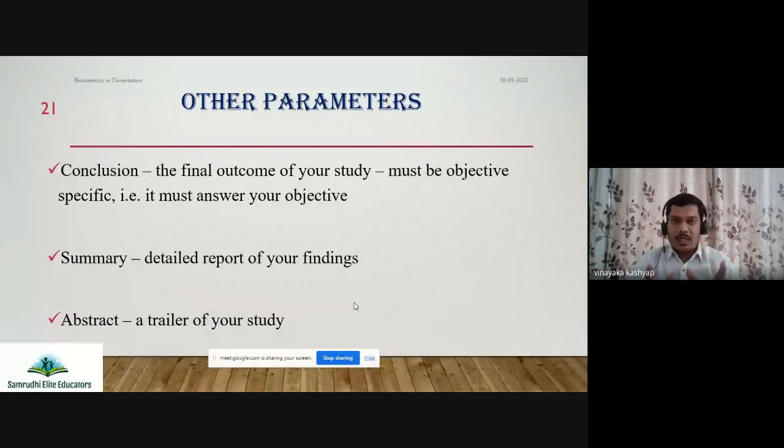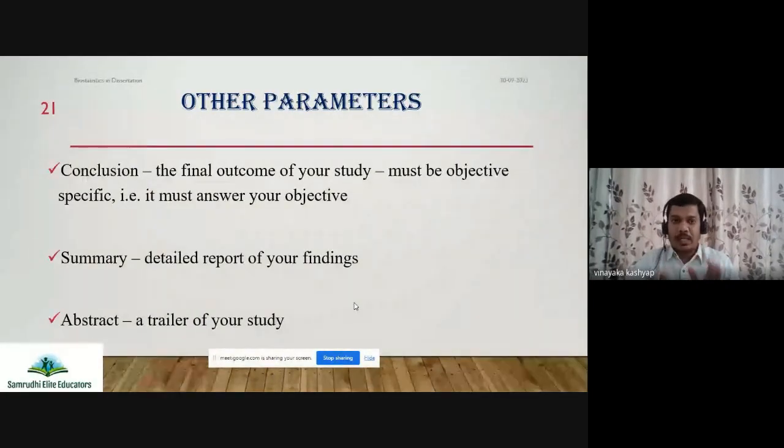Then the next parameter is the conclusion, that is the final outcome of your study. In the conclusion, you're just supposed to mention in a short paragraph what your objective was and what the conclusion is based on that objective. If your objective was to find the prevalence of diabetes, then the conclusion must be that the diabetic prevalence in my study was found to be 10%. That is all. It must be specific to your objective.